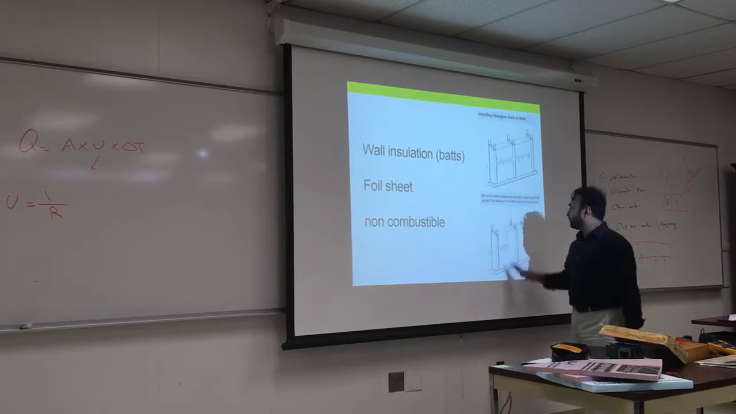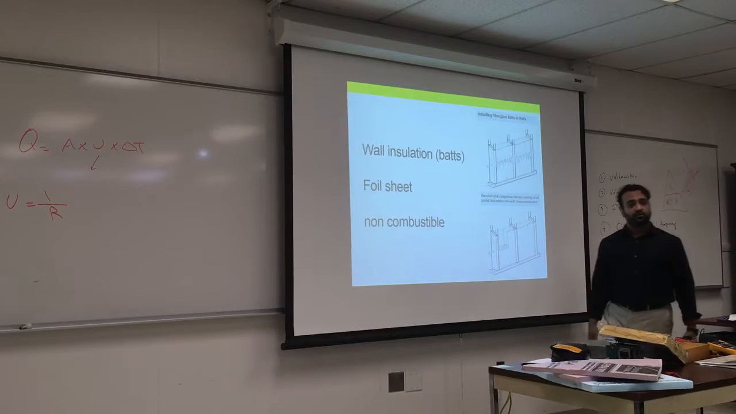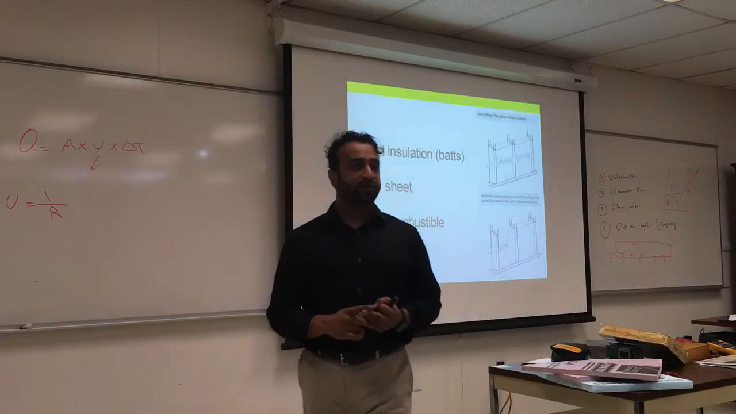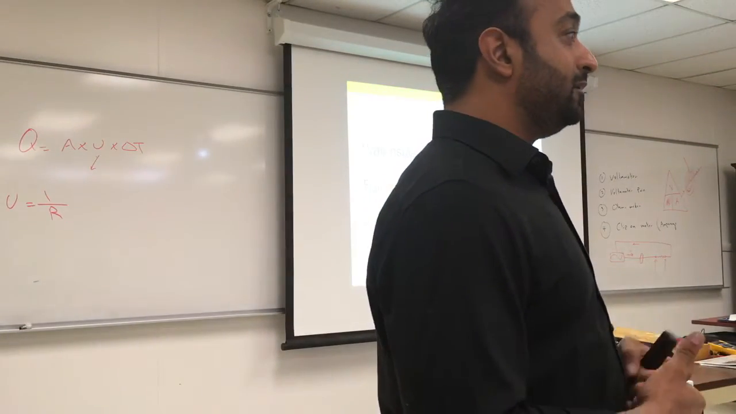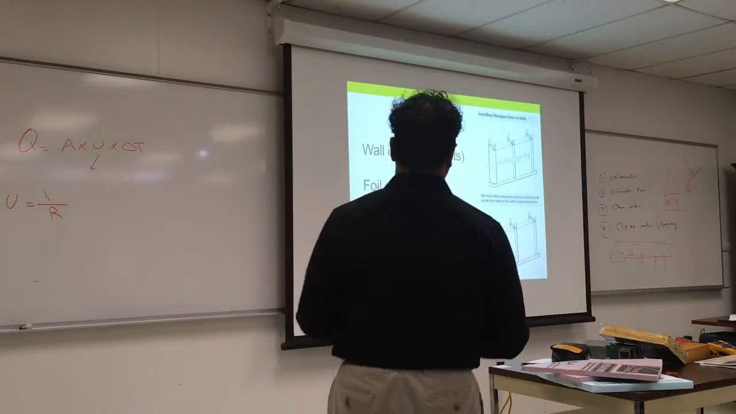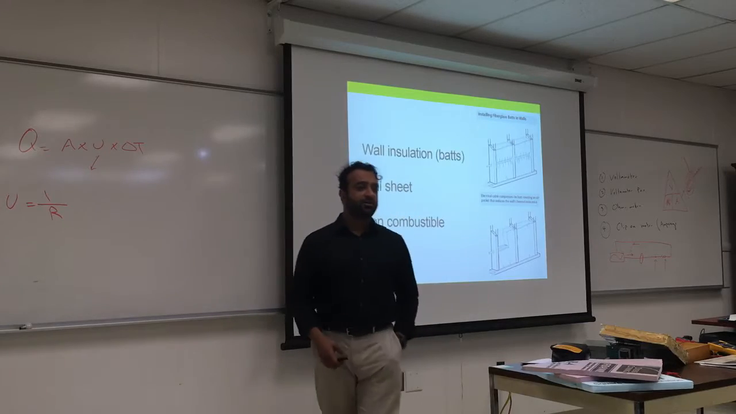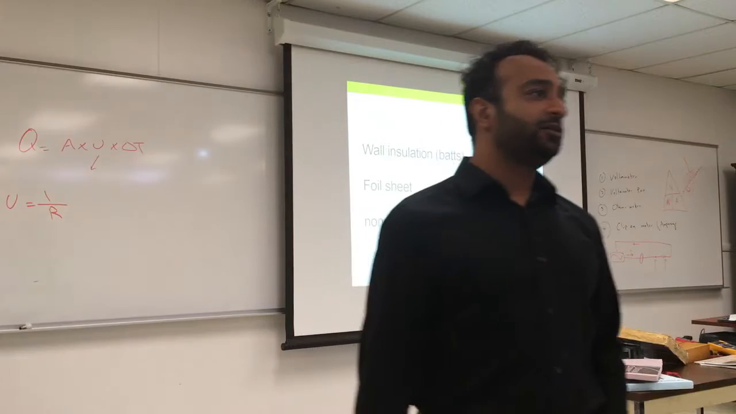Some of them are covered with foil sheets, which is good for thermal barrier, moisture barrier, air movement, and also radiation. So it will reflect whatever heat is passing through. And usually they are non-combustible material. So a lot of things have been sprayed with fire retardants.